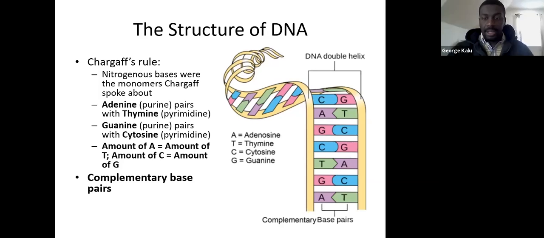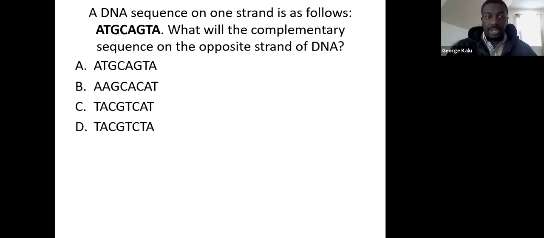All right, perfect. So a quick example here. We have a DNA sequence on one strand as follows: A, T, G, C, A, G, T, A. That's the DNA sequence on one of our strands. What will be the complementary sequence on the opposite strand of DNA? See if you can figure out which of these is the complementary sequence to the sequence up here. What do we think?